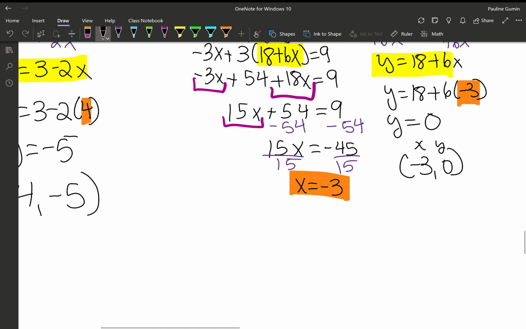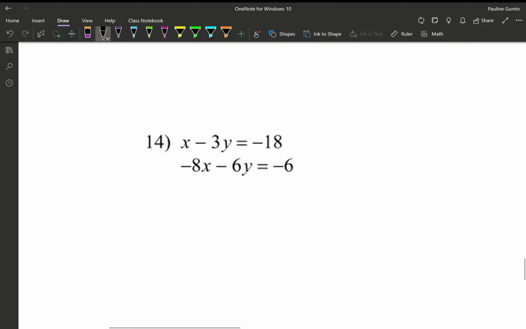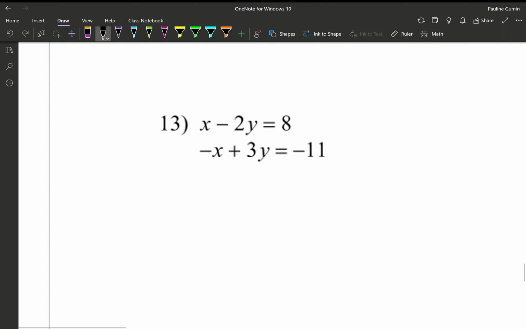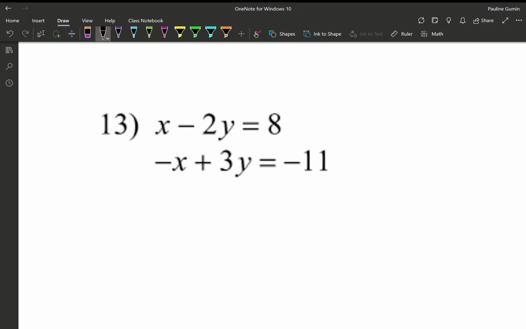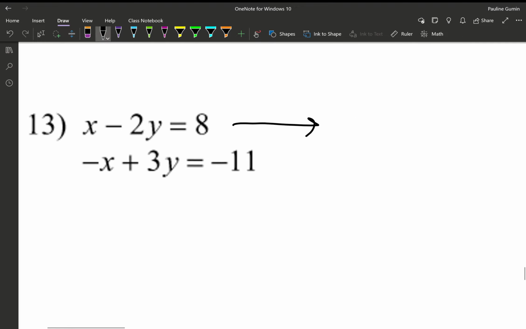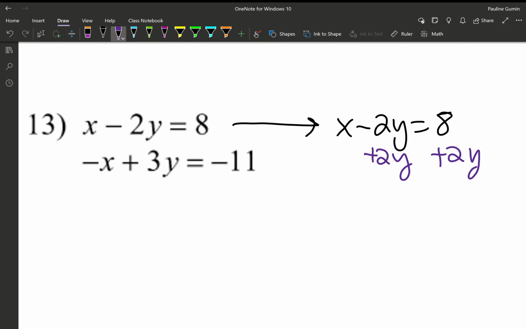Let's do number 13. Now, there's no y's that have a positive 1 in front of it, but I do see an x with a positive 1 in front of it. Do you see the x with a positive 1 in front of it? Good. It's this top one. We're going to substitute an x this time, and that is totally fine. Why not? But we do have to manipulate this equation by adding 2y to both sides. X equals 8 plus 2y.